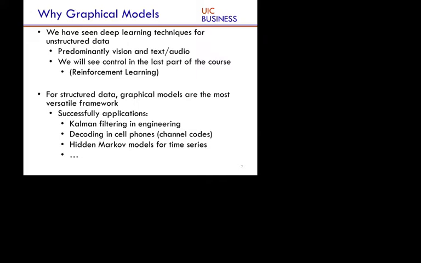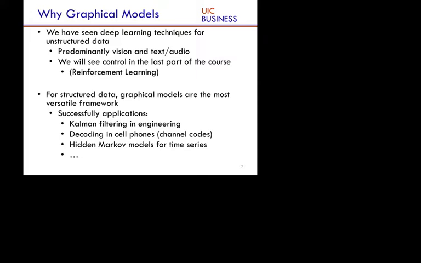Just a recap of what we did in this course. In the first 6 lectures, we were looking at deep learning techniques for unstructured data, predominantly computer vision, which encompasses images and videos and so on. We also looked at text models like RNNs and word embeddings. We will see something called control, which is essentially related to decision making, in the third part of this course, which is called reinforcement learning.